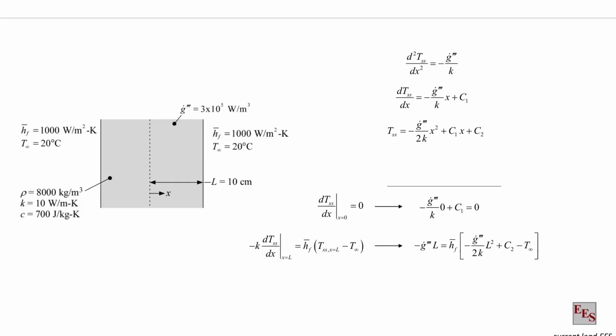Okay, we need to enforce boundary conditions. So we have this cylinder. It's a long cylinder. The center line of that is going to be adiabatic due to symmetry. So the first boundary condition says, in fact, it's adiabatic. We enforce that. We find a value for C1. And then we can come back and enforce our second boundary condition, which is that at the initial condition, we have this h f of 1,000. And that has to match the conduction.